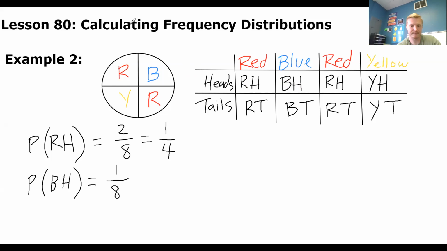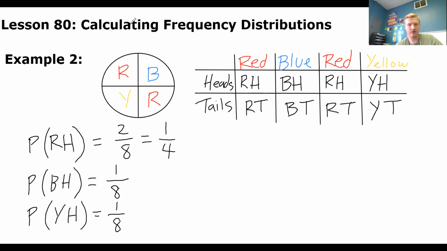1 out of 8. That's it. We already did red and heads, so we're going to go on to the probability of yellow heads. Again, that's going to be the same as blue. There's only 1 out of 8 chances that we would get our spinner to land on yellow and for us to flip a coin and for it to land on heads. We have to have both of those things happen for us to get a yellow and a heads, or a blue and a heads, which makes sense when we look at our little chart right there.